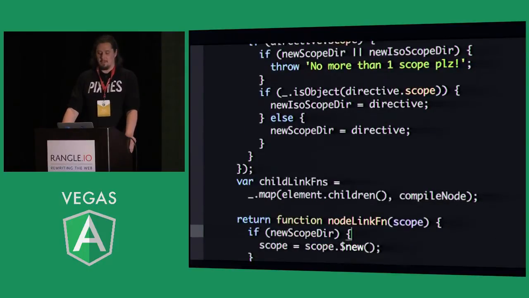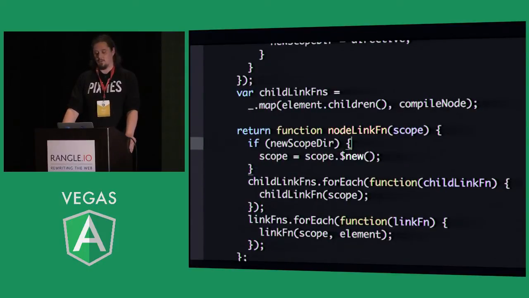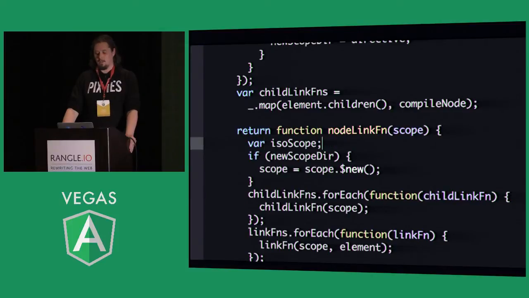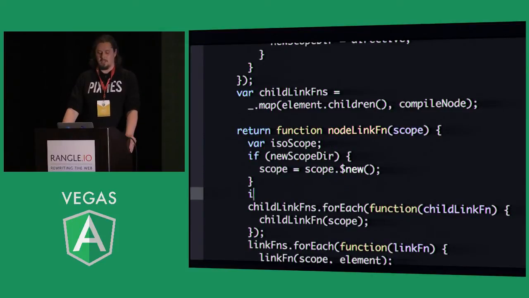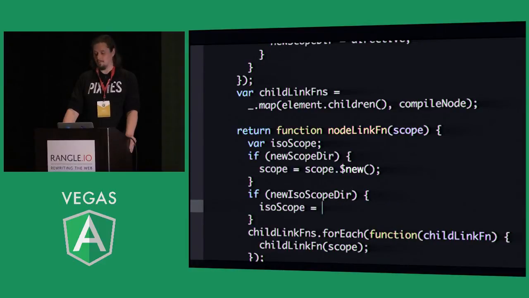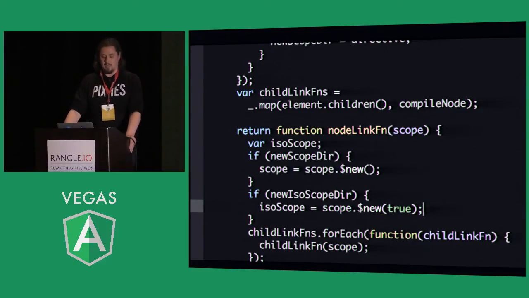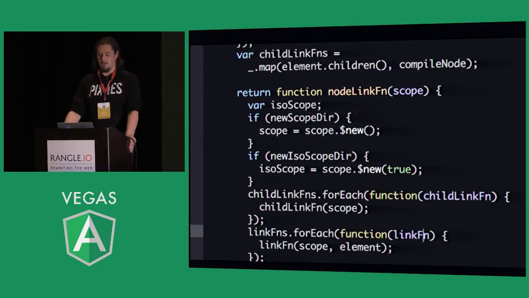So we have this tracking variable, which we can again use during linking. So we'll see here, did we see any directives on this element that were asking for an isolate scope? If we did, we create one, again by calling the new method on the current scope, but this time passing in the argument true, which tells it, please also isolate this scope. What we don't do, however, is replace the parent scope with the isolate scope. We introduce another variable for it.